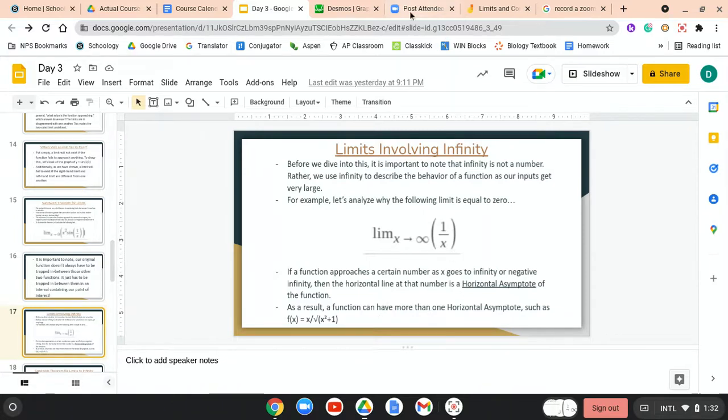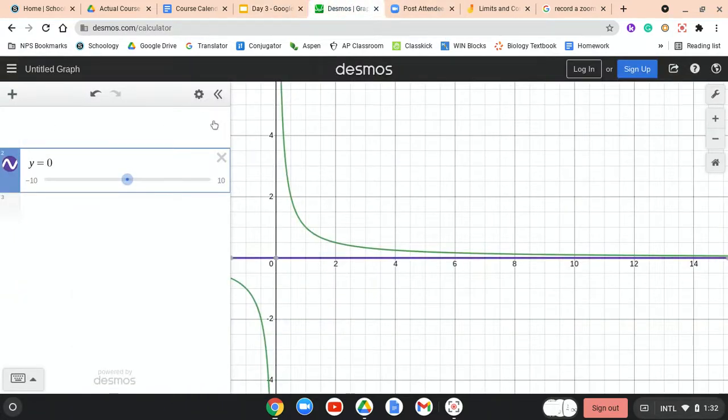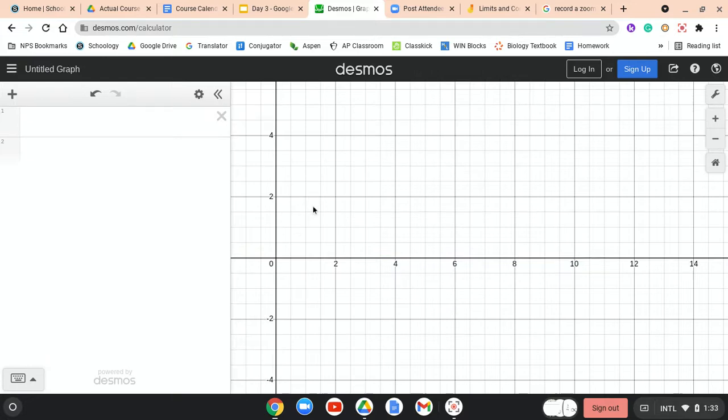As a result, a function could have more than one horizontal asymptote, and I'll show you what I mean by that in a second. A horizontal asymptote exists if the limit as x goes to infinity is a number, or if the limit as x goes to negative infinity is a number. And if these two limits exist, if our function approaches a value as x goes to infinity and negative infinity, but they're different from each other, then our graph will have two horizontal asymptotes.